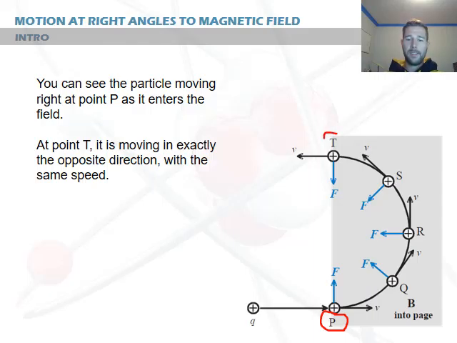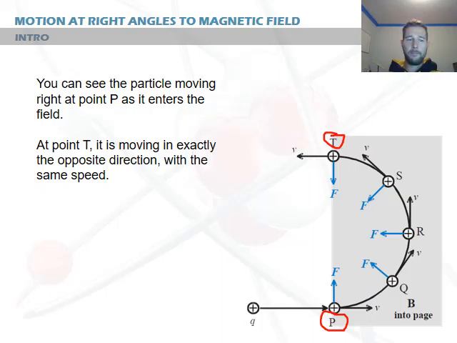So when it gets to point T, the particle leaves the field, and you can see it's in the exact opposite direction as it entered the field. So traveling into the field, the particle is left to right. Traveling out of the field, the particle is right to left, and it is parallel to its initial introduction into the field.